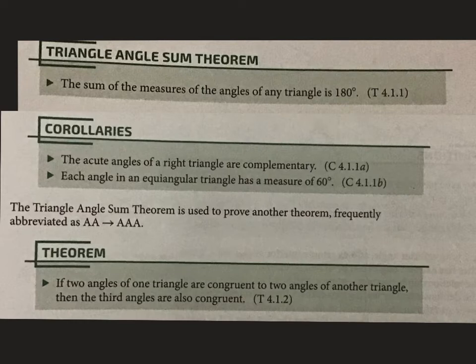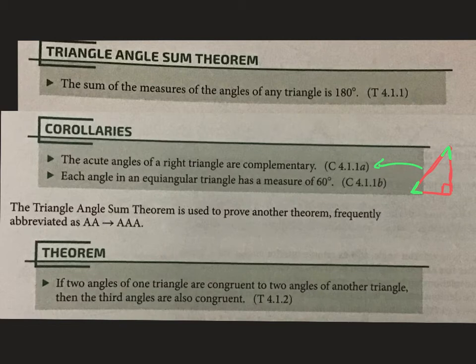So that one says the acute angles of a right triangle are complementary. What does complementary mean? They add up to 90, right? So that makes sense. If you have a right triangle, that means one of the angles is already how many degrees? 90, right? So if all three add up to 180, the other two have to add up to 90 because 90 plus 90 is 180. So these two angles here are going to be complementary, which means they're going to add up to 90.